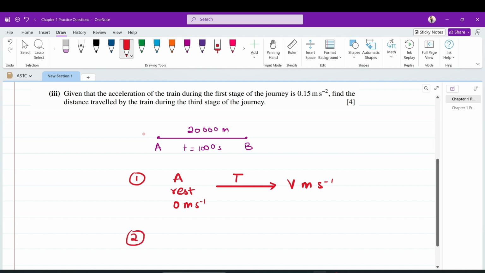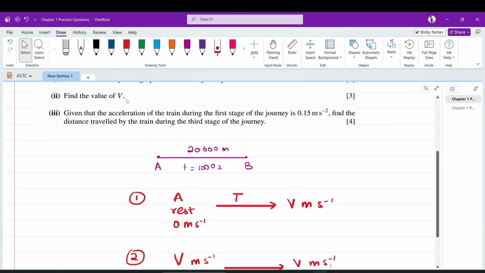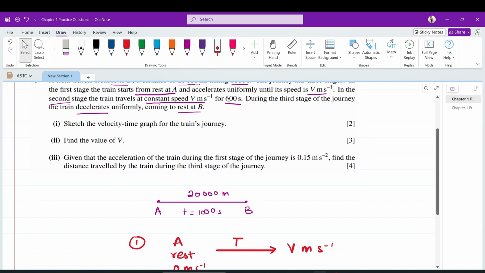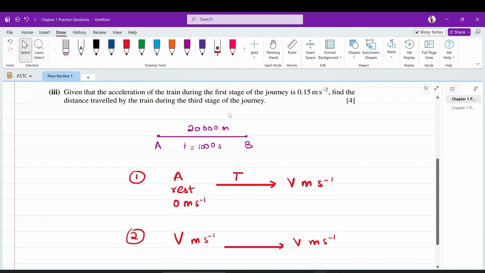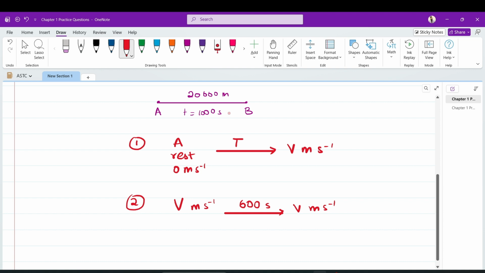The second part of the journey is that now it is at v meters per second and it is traveling at this constant velocity for how much time? Let me double check. For 600 seconds. So we know that the duration for this part of the journey is 600 seconds. Then the third part of the journey, from v meters per second, it comes to rest. So that is 0 meters per second, and this is rest at B.